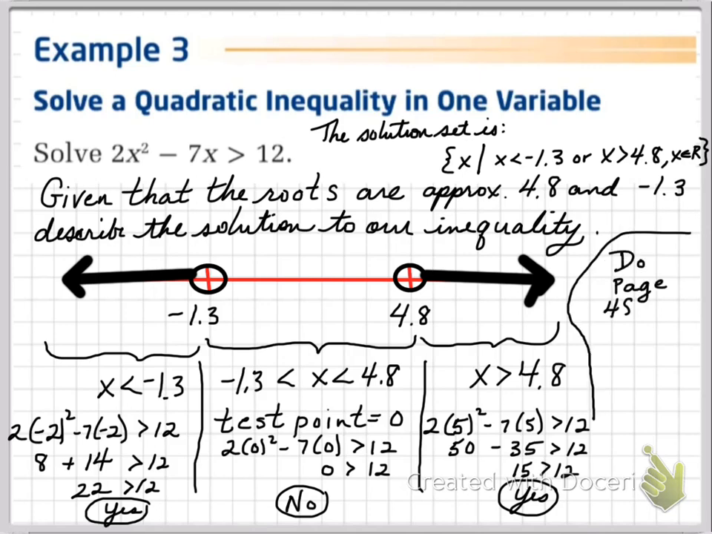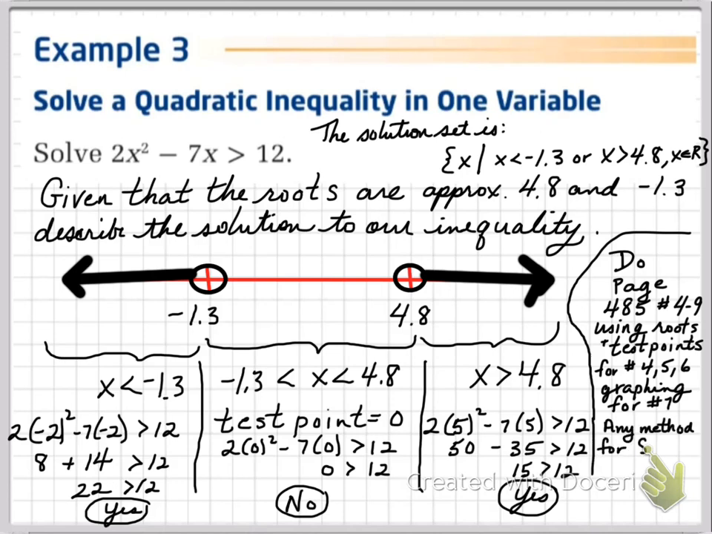For your assignment, do page 45, numbers 4 to 9. Use the roots and test points method for 4, 5, and 6. I want you to use the graphing method for number 7, and then you can use any method that you want for questions 8 and 9.